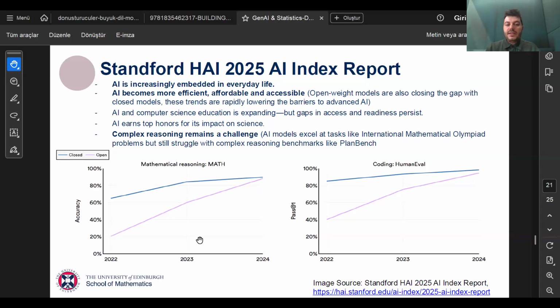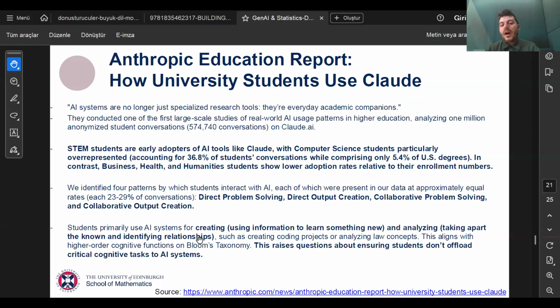But especially when we look at the Anthropic study on how university students use Claude, they actually analyze their conversation data behind the scenes in an anonymized way. They highlighted that students are using roughly 25% of the overall conversations for direct problem solving, direct output creation, collaborative problem solving, and collaborative output creation. There's an indication that they are asking the question directly and getting the result immediately.